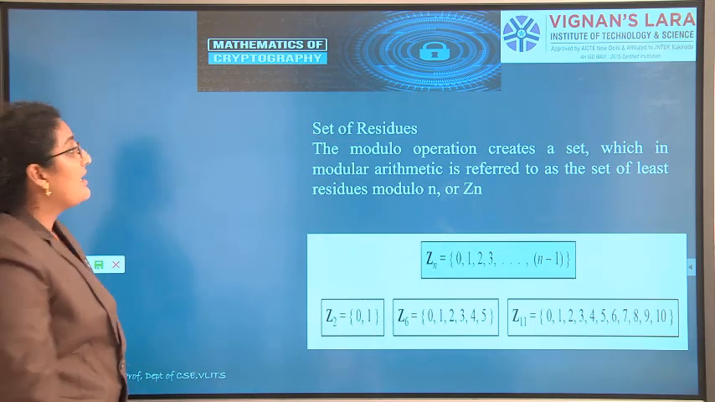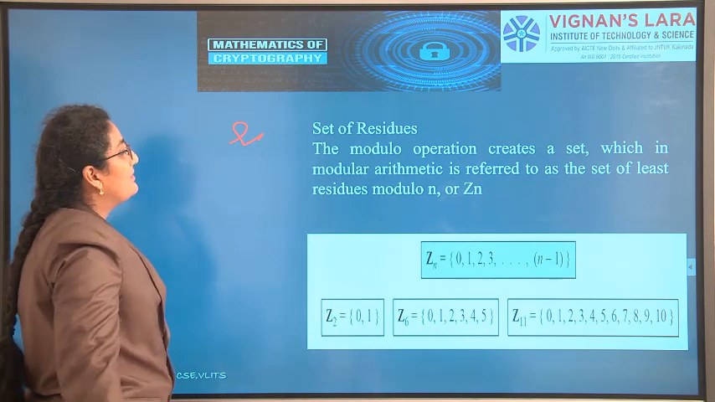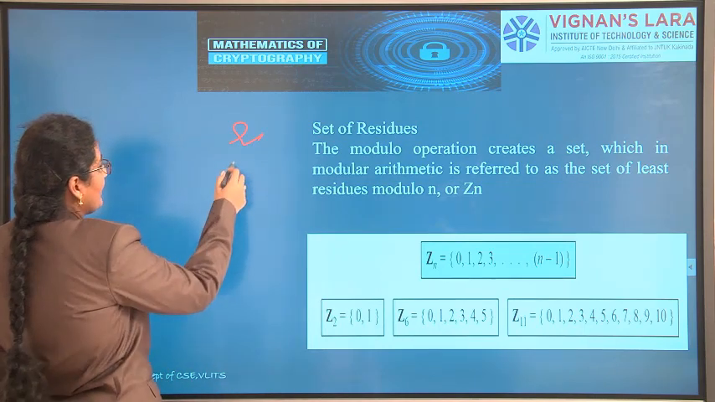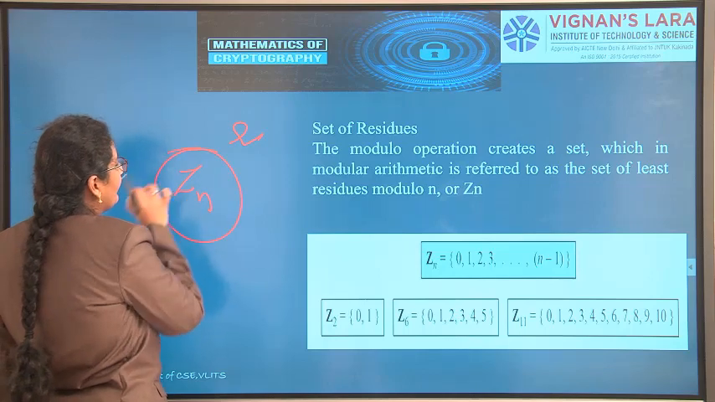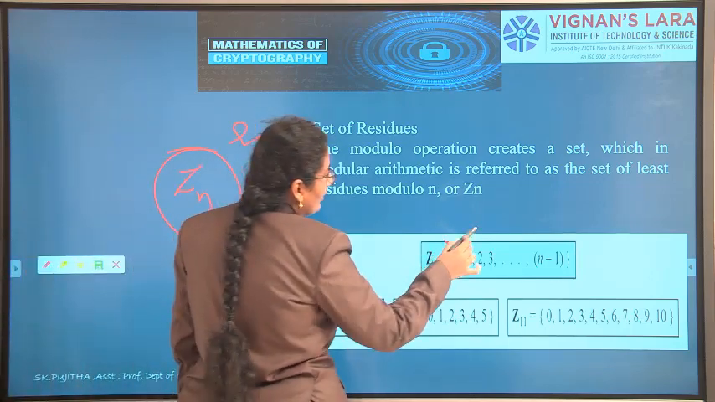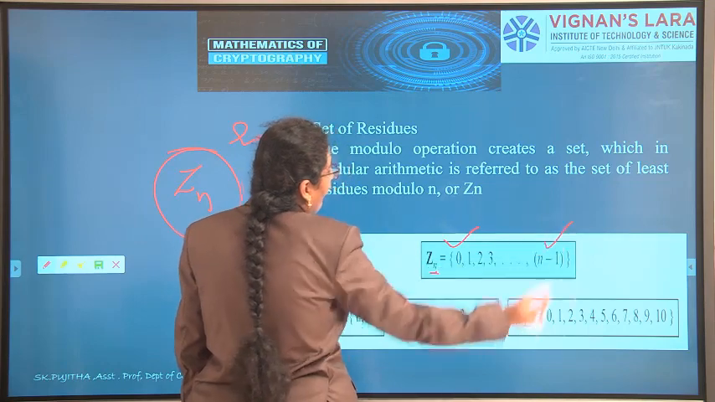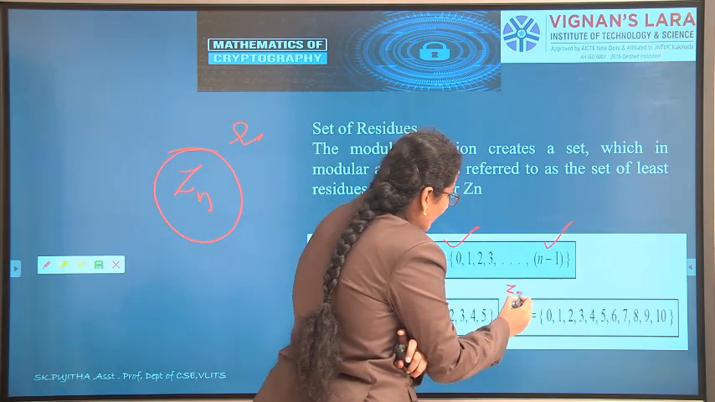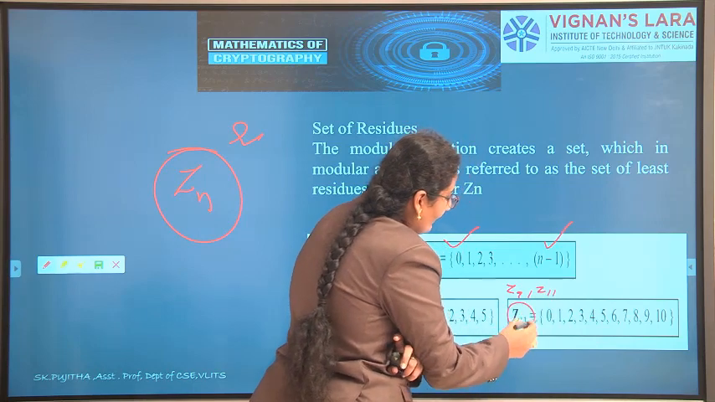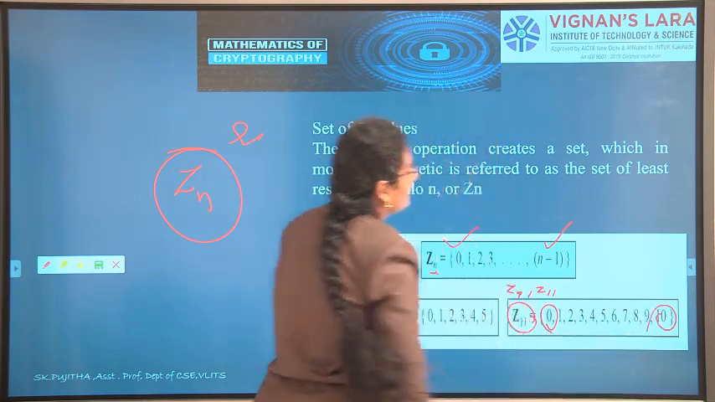The set of residues is denoted with the help of R. This set of residues is nothing but the residues of the output. So Z of n is nothing but this set. It will have elements from 0 to n minus 1. If I want 9 elements or 11 elements, that will be Z of 9, Z of 11. Z of 11 will be 0 to 10.